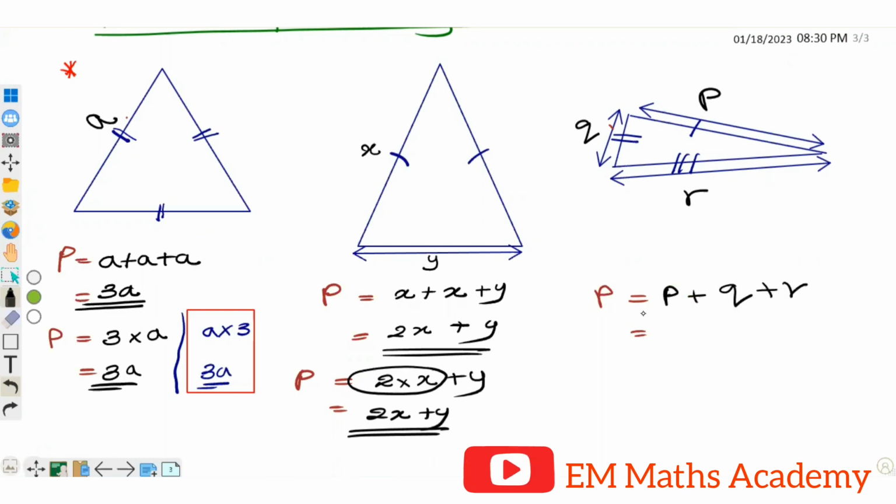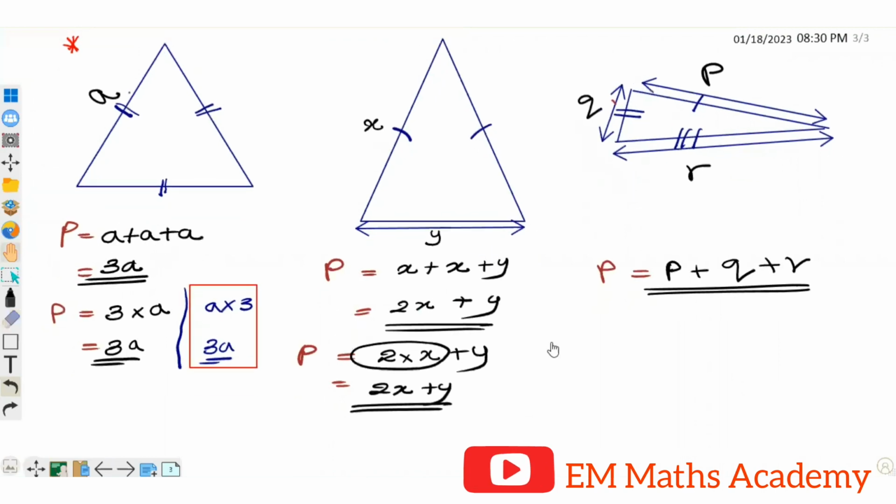Okay. Now you may think that if we have to remember the equation to find the perimeter of a triangle, how many equations are there? For an equilateral triangle, one equation. For an isosceles triangle, one equation. For a scalene triangle, another equation. That means remembering equations is not possible. How many algebraic terms would you have to remember? So it is better to practice the common equation.